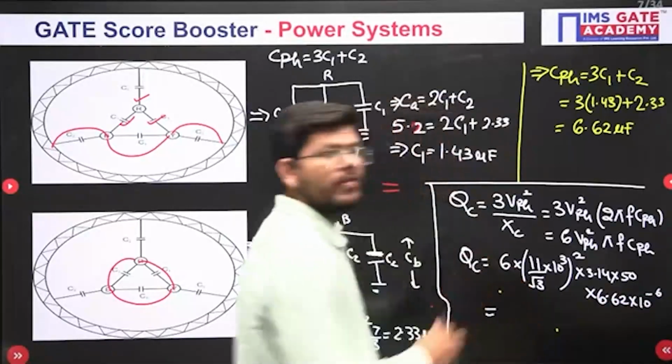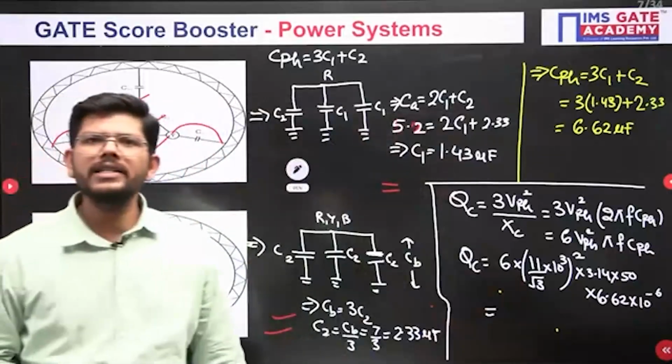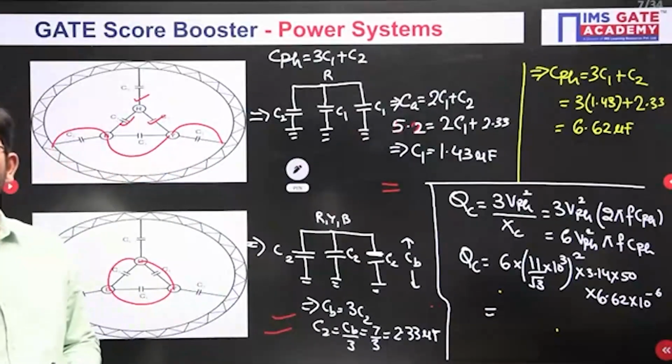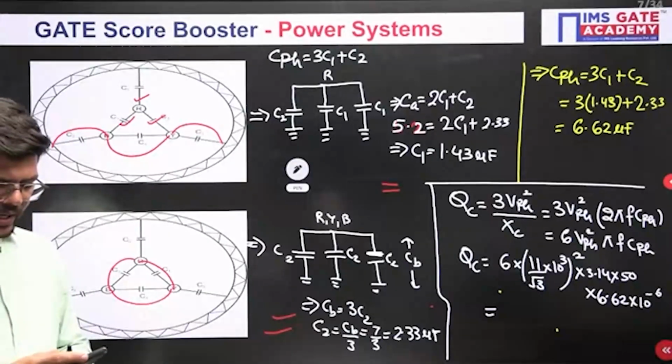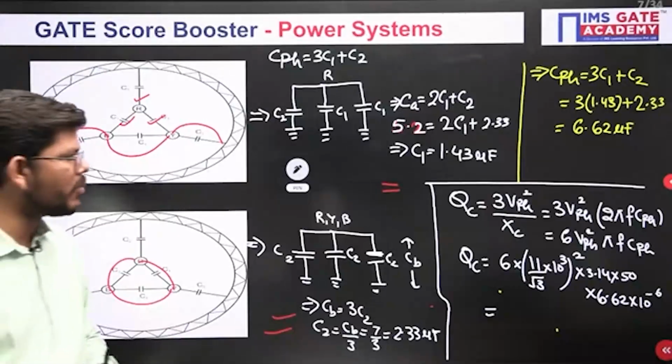Now after solving this, what answer are you getting, guys? Aryan is saying 251.9. Prakhar is saying 304. Okay, so let me calculate. With this given data, what could be the possible answer?